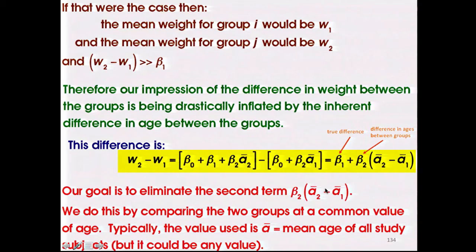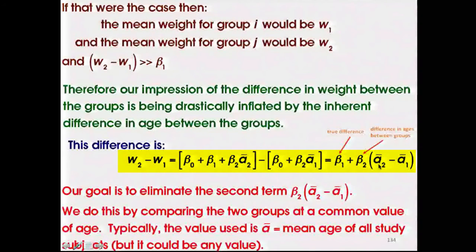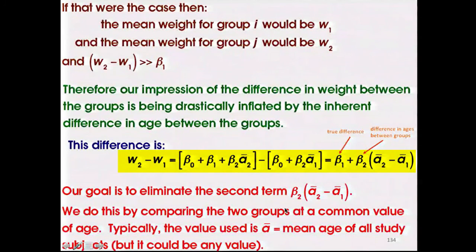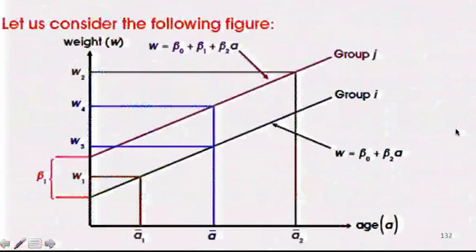So what I need to do is get rid of this term. I need to eliminate beta 2 times A bar 2 minus A bar 1, and the way we can do that is simply give both groups the same age artificially. So instead of the males' age being A bar 2, we'll make it A bar. And instead of the females' age being A bar 1, we'll make it A bar. Back to the picture, instead of males having age A bar 2, let's make believe it was A bar, and instead of females having age A bar 1, let's make believe it was A bar. Now the difference is W4 minus W3, not W2 minus W1.